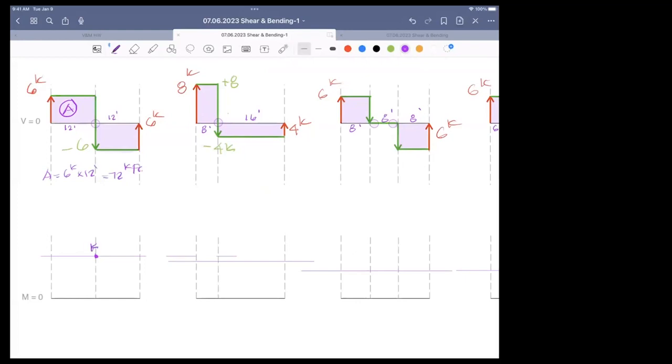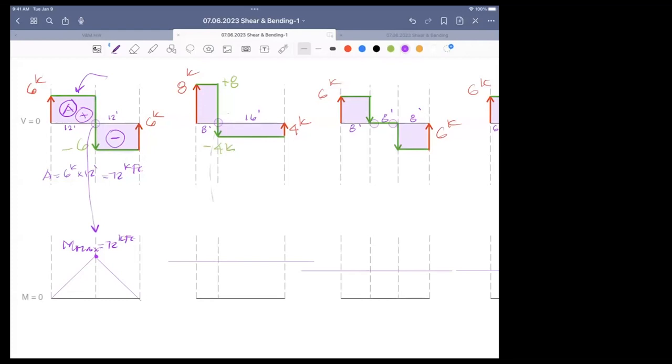So it looks like the high point at 0 shear is 72 kip foot. And your shear diagram is stepped. Your moment diagram is going to be a sloping straight line. If your area is positive, the straight line rises. If your area is negative, the straight line drops. Plus, the loading is symmetrical, so the shear and moment diagram should be symmetrical.